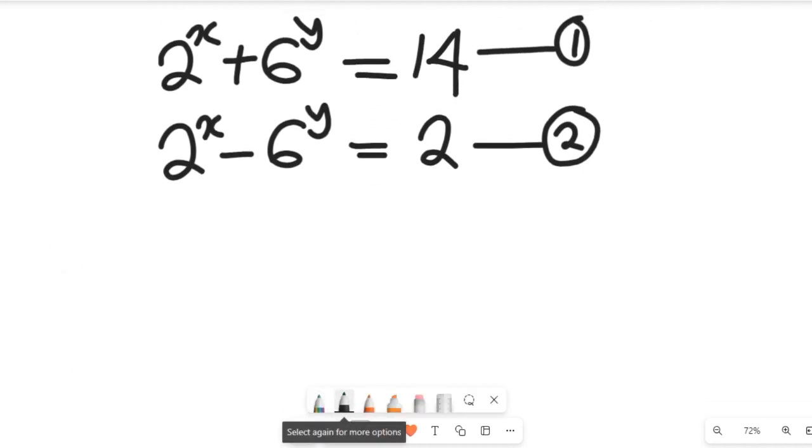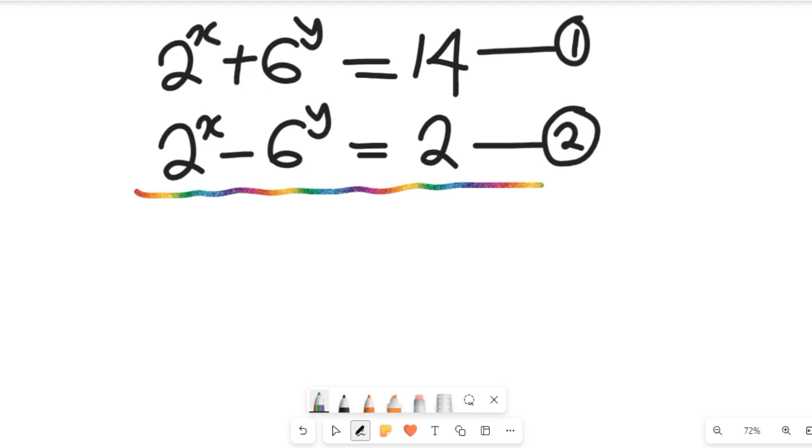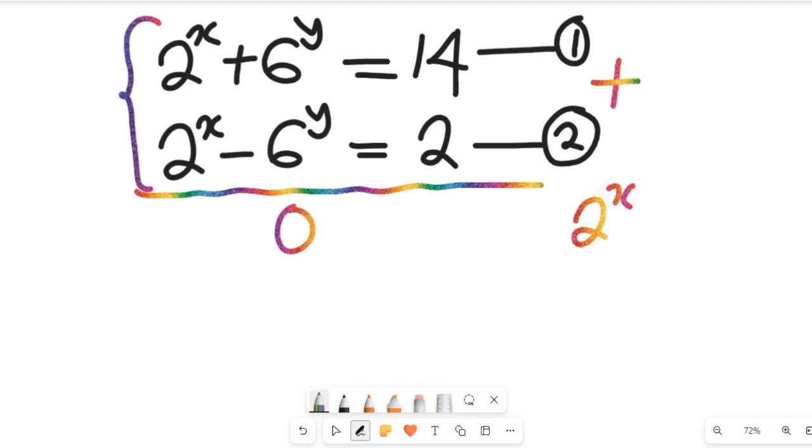We're going to solve this equation simultaneously, using the elimination law of simultaneous equations. If we add these two equations, you come to see that plus 6 to the power of y plus minus 6 to the power of y will simply give us what? 0. Then 2 to the power of x plus 2 to the power of x.